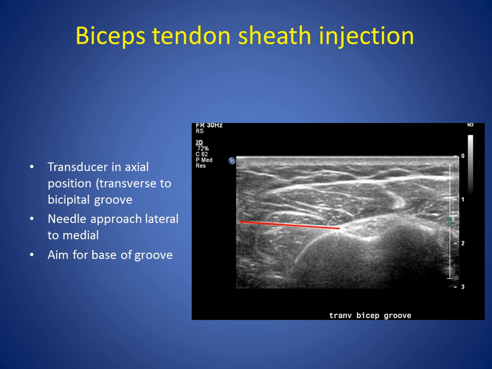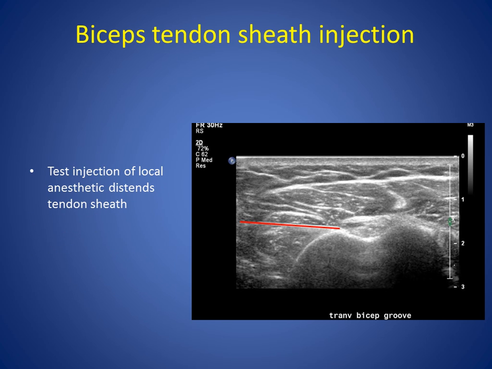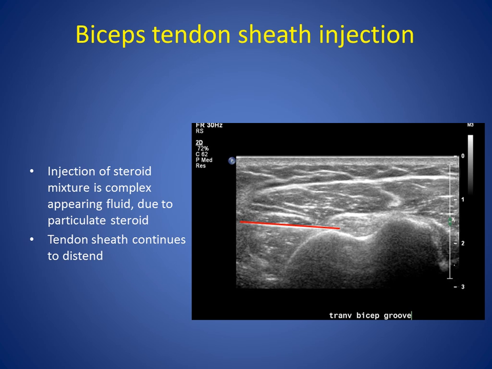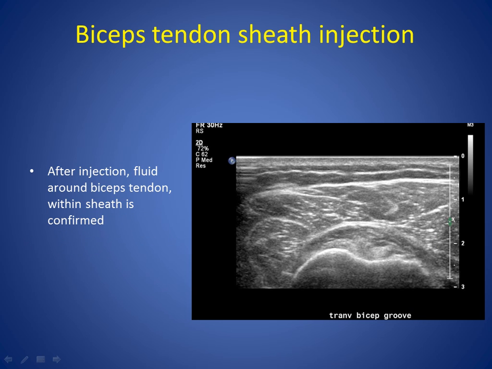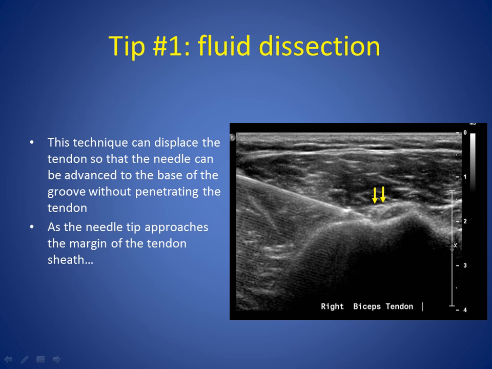You're going to aim for the base of the groove. As you test inject, either saline or local anesthetic, you can see the tendon sheath begin to fill. And now I'm injecting the corticosteroid mix. You can see it's mildly complex because of the echogenic steroid that's within the mix. And there it is. After the tendon sheath injection has been done, you can see greater distension of the bicipital groove, or of the biceps tendon sheath.